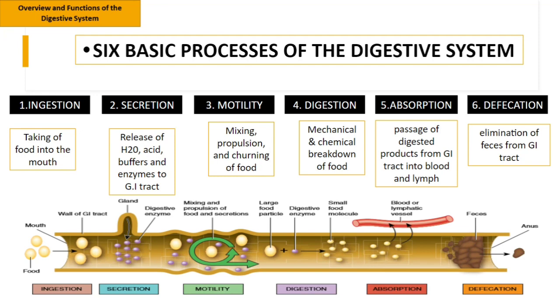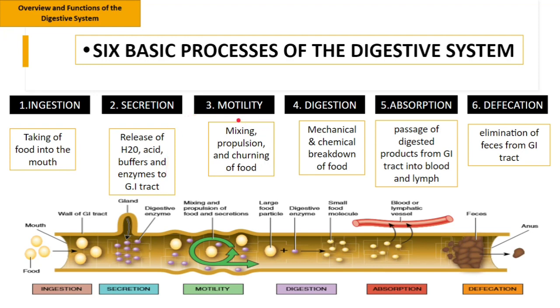So, the digestive system actually has 6 basic processes. Basically, this is what happens inside the digestive system. The first process is ingestion, which is, of course, the taking of food into the mouth. So, that is food. We also have the secretion process. What happens in secretion is there will be the release of water, acids, buffers, and enzymes into the gastrointestinal tract, making the function of the digestive system good. So, that is the purpose of secretion.